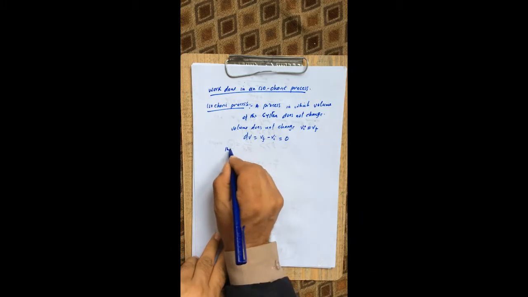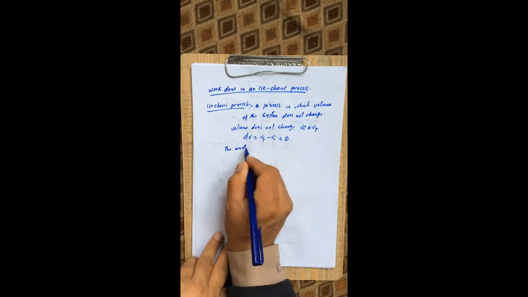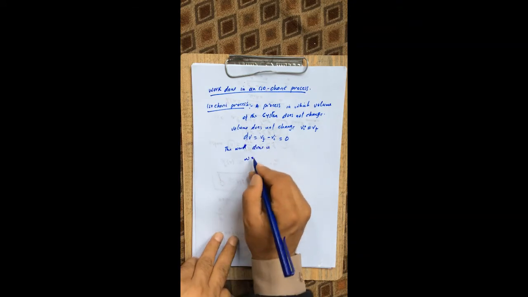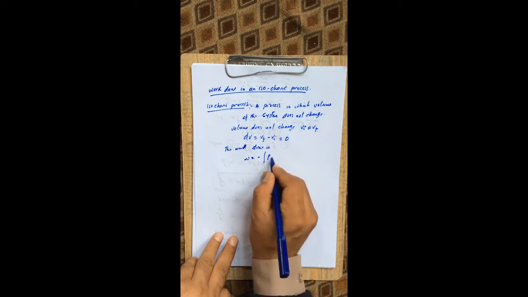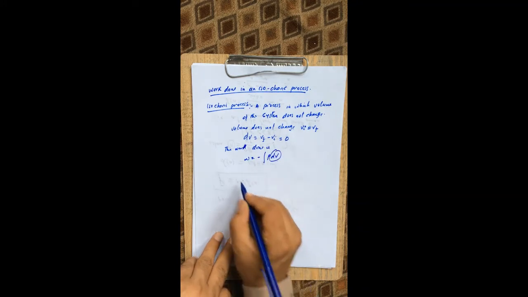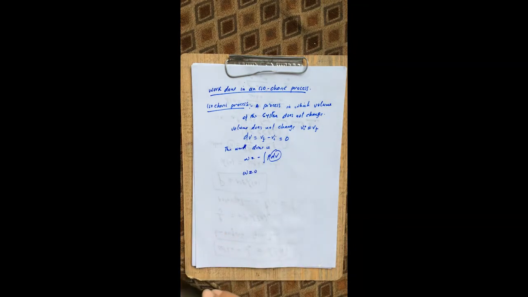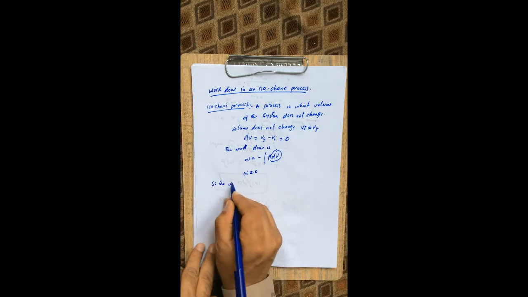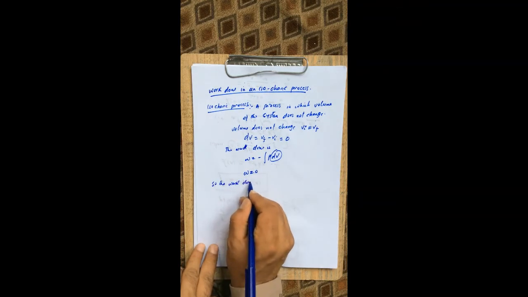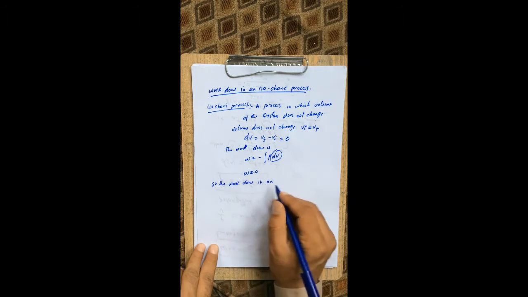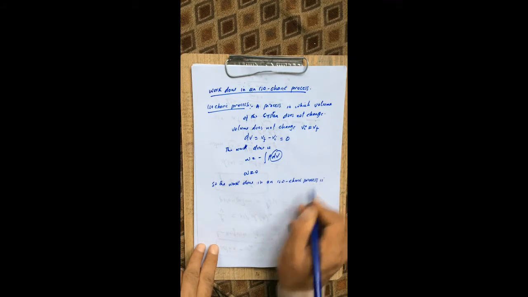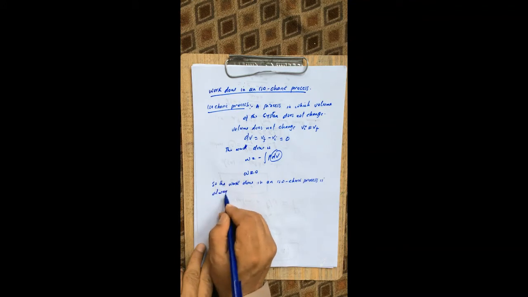Now the work done is given by minus integral of P dV. If this is 0, then the work done will be 0. So the work done in an isochoric process is always 0.